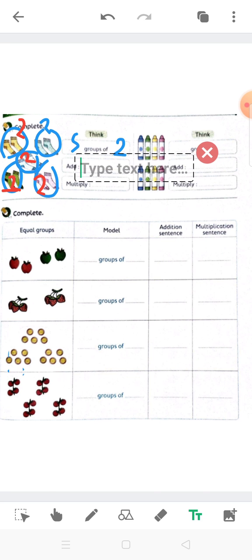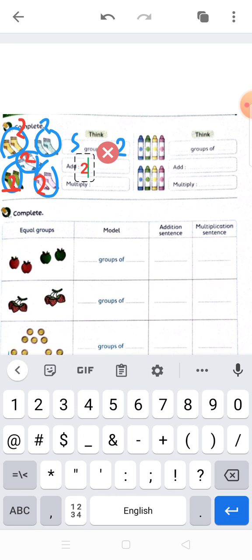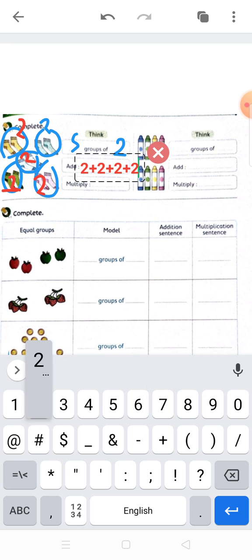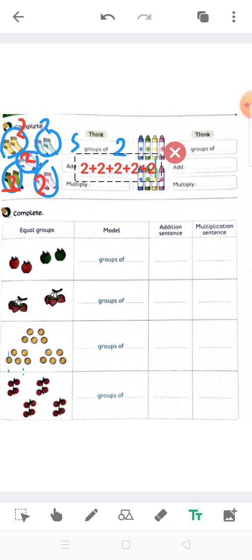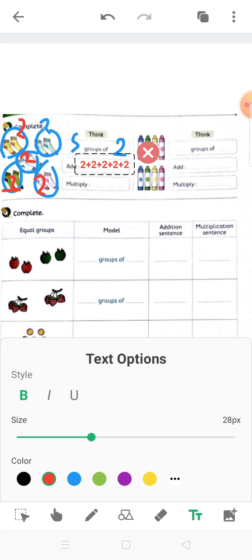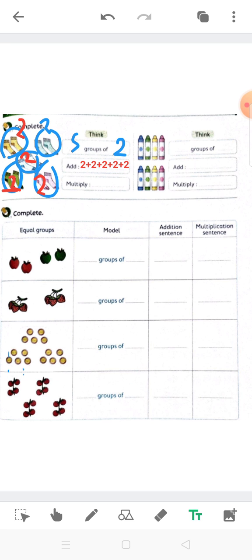Let's write here the addition sentence. It's 2 plus 2 plus 2 plus 2 plus 2. Okay, this is the addition sentence. Now I need to know the multiply sentence. What does multiply sentence mean? This is called the multiply sign, or the times. Times, or multiply by, or by.